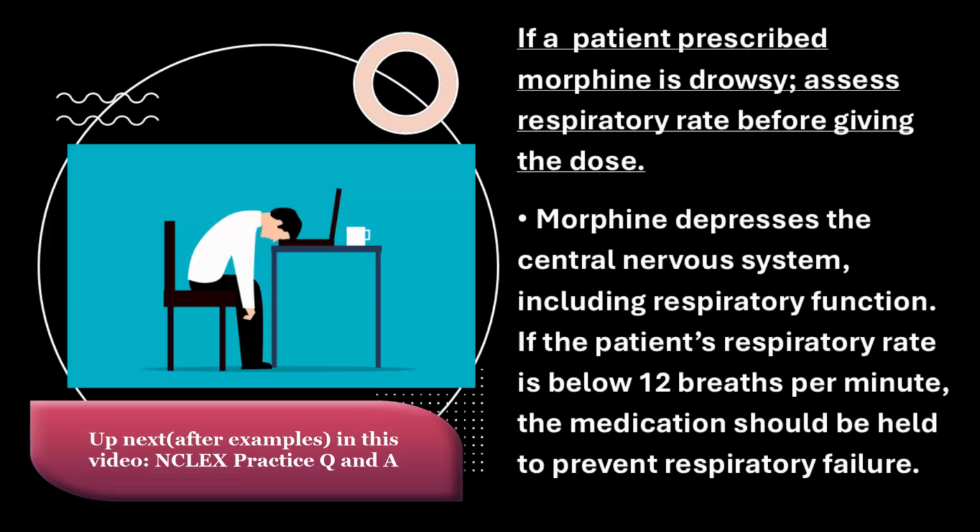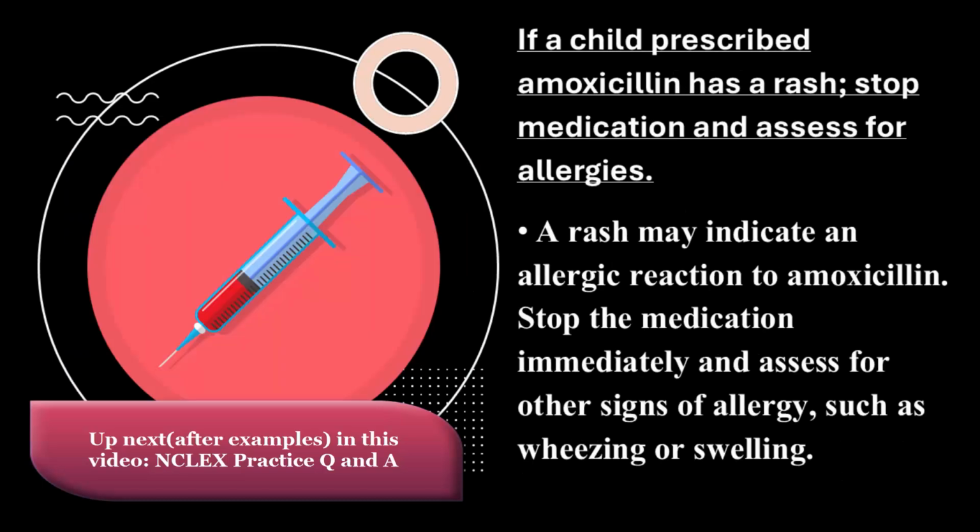Example number 6. If a patient prescribed morphine is drowsy, assess respiratory rate before giving the dose. Morphine depresses the central nervous system, including respiratory function. If the patient's respiratory rate is below 12 breaths per minute, the medication should be held to prevent respiratory failure.